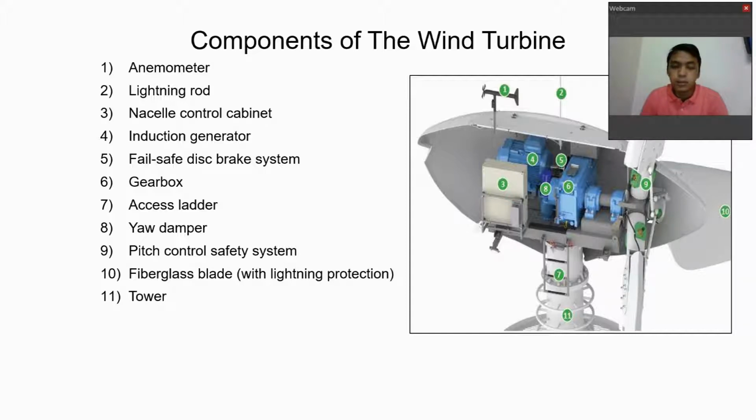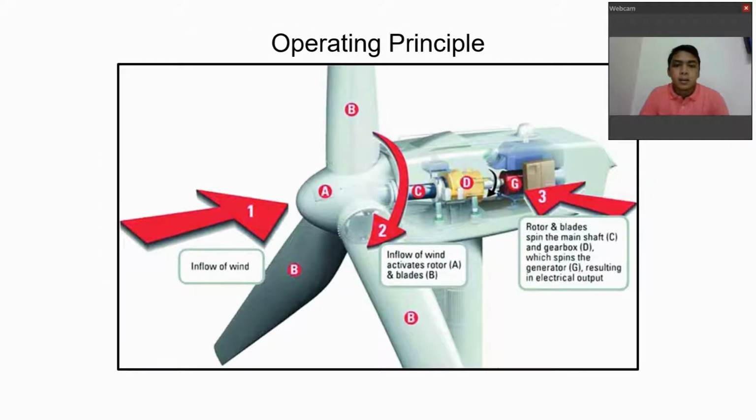Okay, now we go to the working principle. The working principle is a simple operation. So when the wind strikes the blades, the blades and rotor will spin. And then when both rotor and blades spin, the main shaft and gearbox also will spin. And then because of this, the generator will spin and then produce electrical output. So that's it for the operation. So we move to the next presenter.